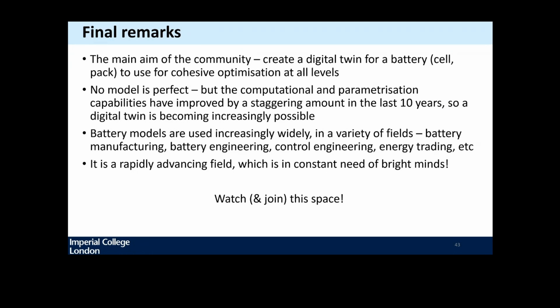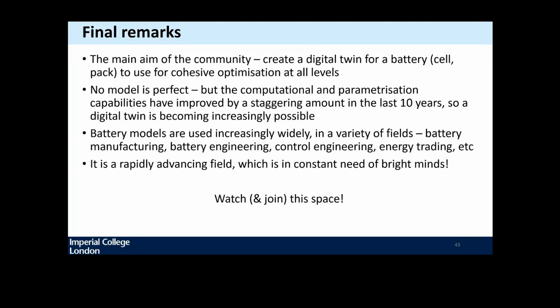So I told you that the current aim is to create a model that can completely retrieve everything that goes on inside the battery. We call that a digital twin. And the idea is that once you have that, you could use it for all sorts of optimization, whether you are a manufacturing engineer or a battery engineer, or whether you deal with warranties and predicting cycle life, or with energy trading, with renewable sources, and so on.